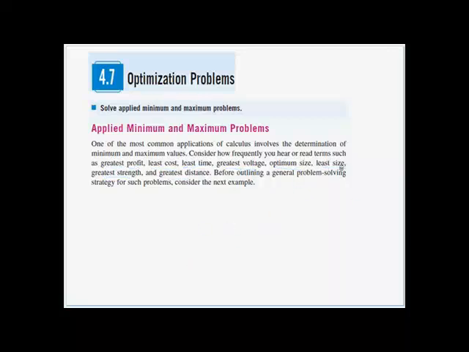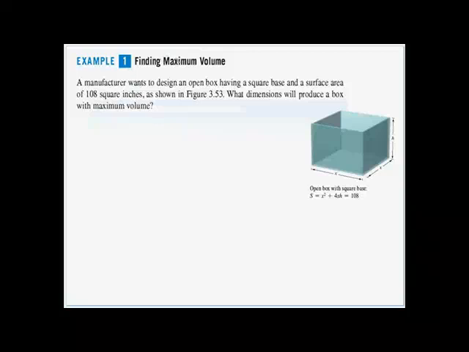Again, we are going to go over the general outline of this problem-solving strategy, but we'll do that as we go through this first example. In example 1, we're going to find maximum volume. A manufacturer wants to design an open box, open top, with a bottom and 4 sides. This open box has a square base and a surface area of 108 square inches. Let me highlight that. That's one of our constraints. Surface area is 108 square inches, and this is shown in the figure. Which dimensions will produce a box with the maximum volume?